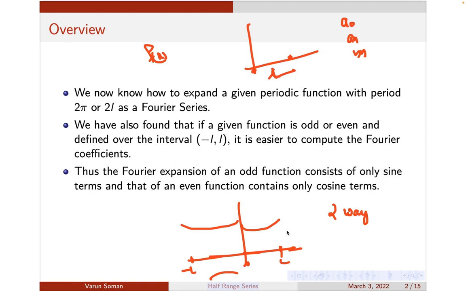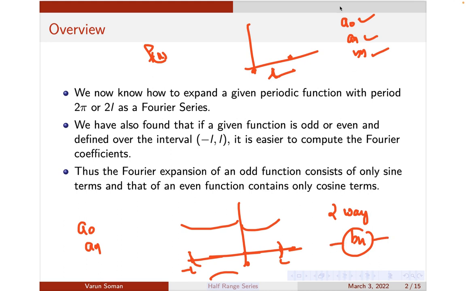If I extend this as an even function and find the Fourier series expansion over the whole interval from minus L to L, that expansion would be valid over the entire interval, and since it is an even function, it will only contain a naught and an. So it is easier to compute rather than finding a naught, an and bn. Or if I extend it as an odd function, my Fourier series computation would only contain bn, so it is much easier now.